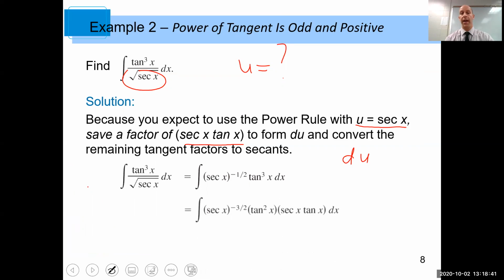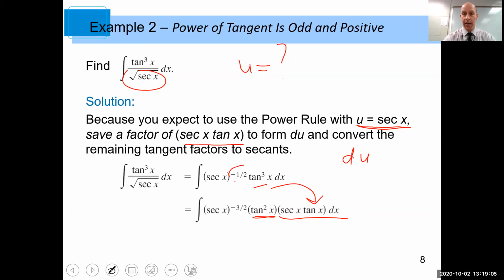So then when we go to the next step, now here's the thing. I need to make sure that I've got my du to be this secant x tangent x, because the derivative of secant x is secant tan. So I'm going to use one of these factors of tangent. So I pulled that out. That went to here, that extra factor.